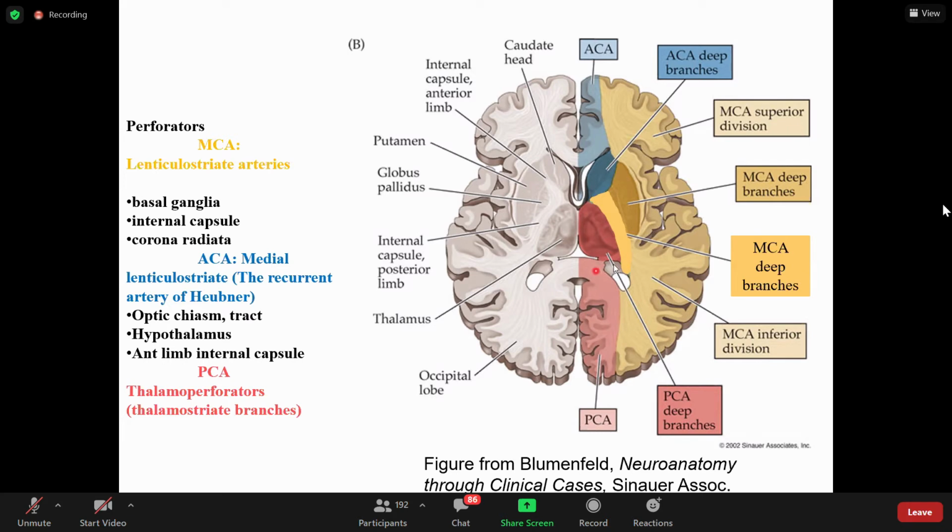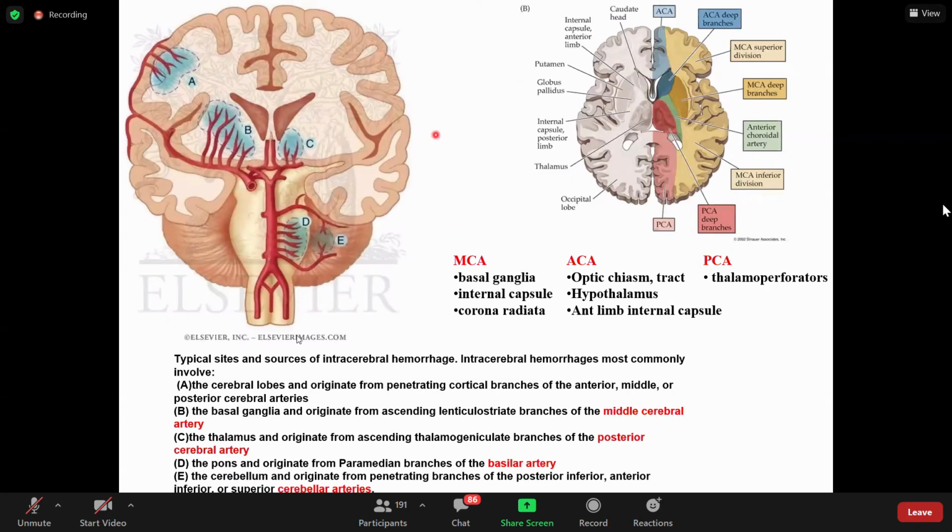That is the area of the posterior cerebral artery, which is the occipital cortex, but also it is heavily involved in supplying the thalamus by thalamoperforator or thalamostriate branches. So also this figure sums up that whenever you have intracranial hemorrhage, it can be due to any of the major arteries, right? Any of the major arteries, anterior cerebral, middle cerebral, posterior cerebral, and their branches. It does not have to be a huge ischemia or a huge infarct.